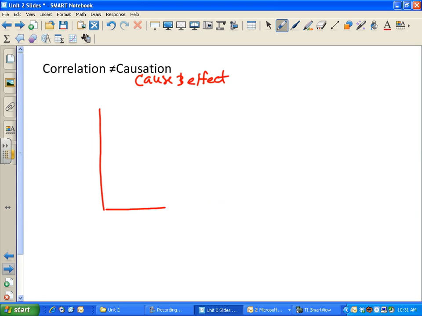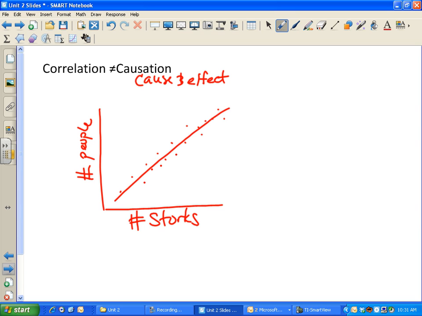The textbook mentions this situation where they kept track of the number of storks. It's a bird. And they kept track of the population in a particular city. I believe it was in England. And they also kept track of the human population. And over time, they noticed this awesome thing was happening. They ended up with this really awesome linear relationship. And it was pretty strong. Very high correlation. Okay, so close to 1.